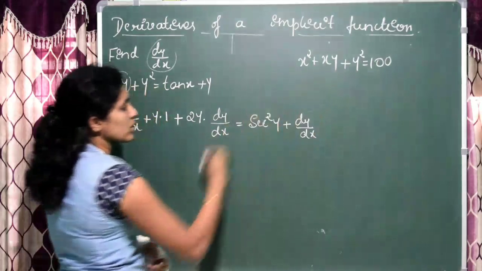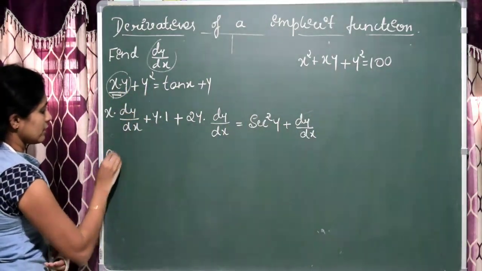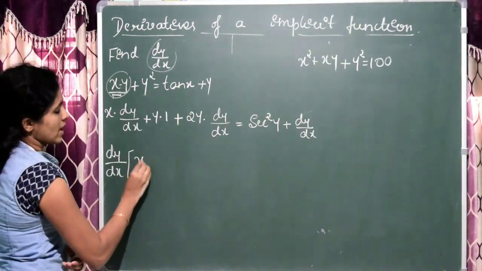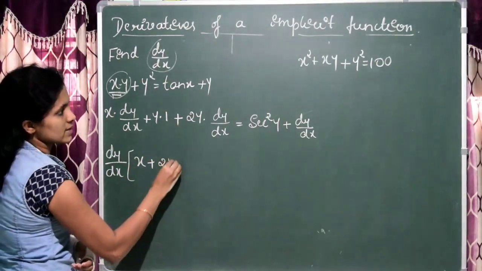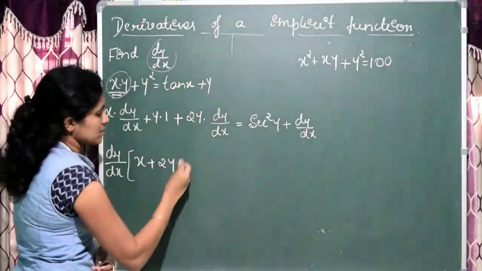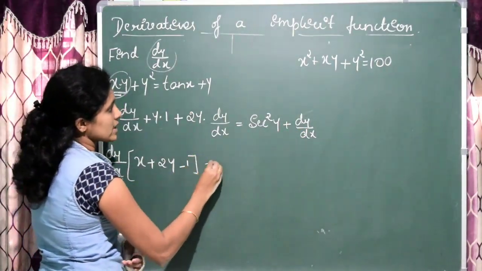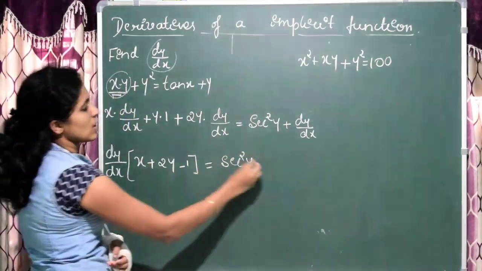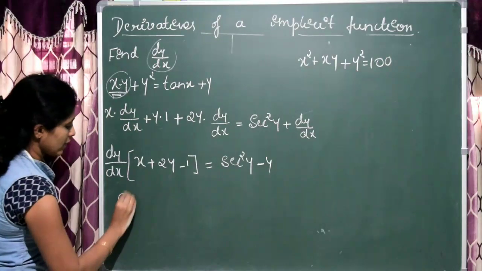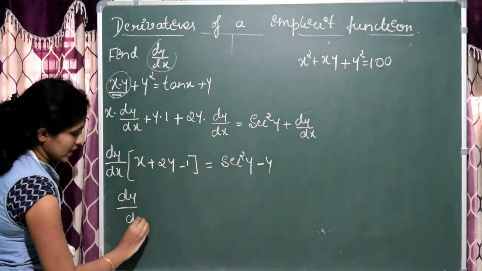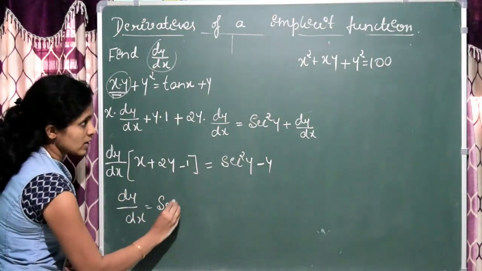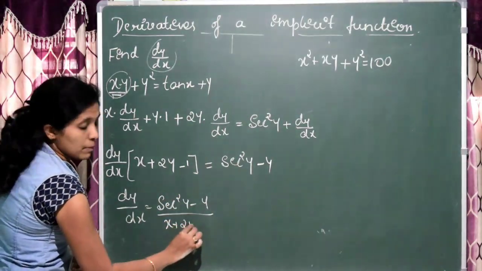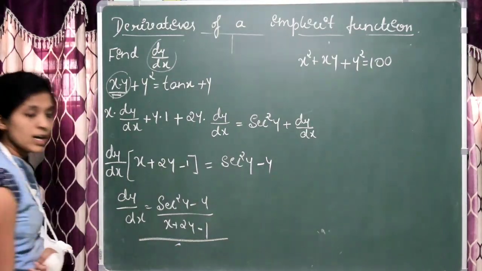Now you have to collect all the dy by dx. So if I write the dy by dx here, what are the terms with dy by dx? Here x is there and plus this 2y is there, and here plus dy by dx. When it comes here, this will be minus 1 is equal to remaining terms are secant square x. So this is now minus y. So by this dy by dx is equal to secant square x minus y divided by x plus 2y minus 1. So this is the derivative of a given function.